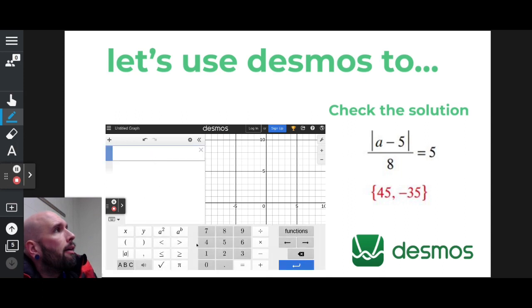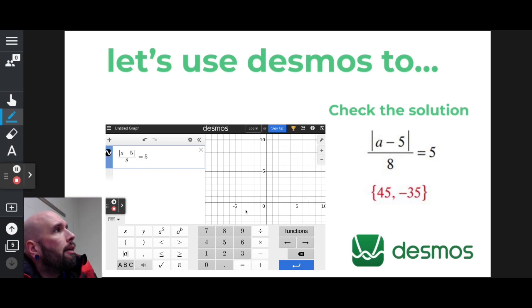I need my fraction bar first, so I'm going to hit the divided by. There you are. I have to put my absolute value on top. It's tempting to put A, but don't. You must use X. So X minus 5, close the absolute value. All of that's going to be over 8. And now I have to move over and type out equals 5.